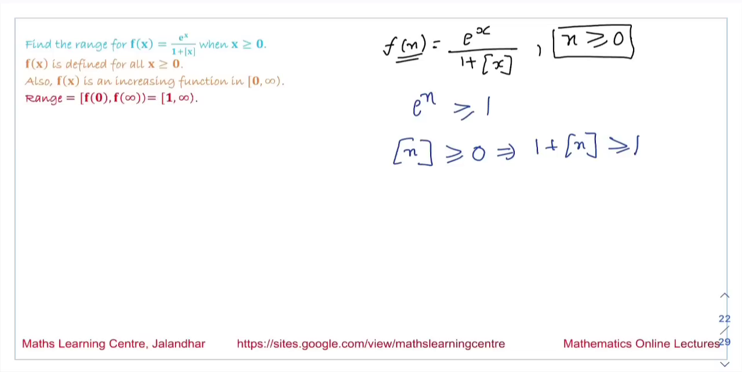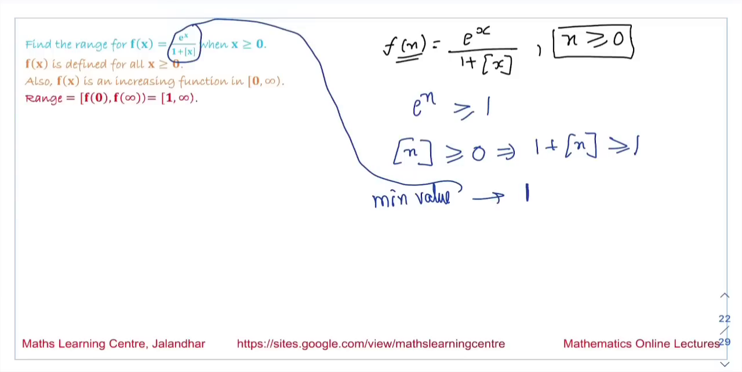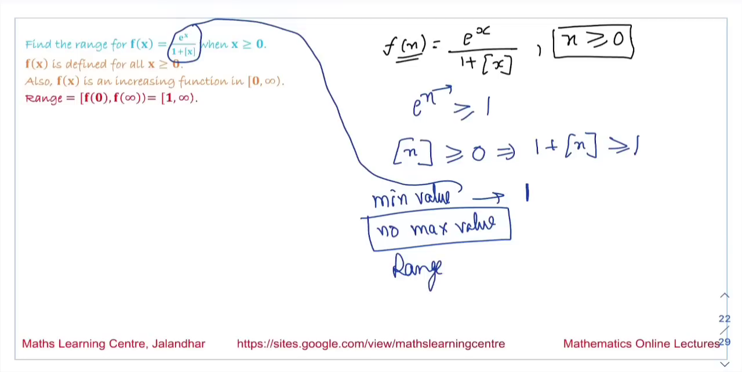So it is clear that the minimum value of this function that we can have is going to be 1. And as we go on increasing the values of x, we will get the next and next positive values. So there is no maximum value that we can obtain. No maximum value means that the range of this function will be the interval 1 to infinity.